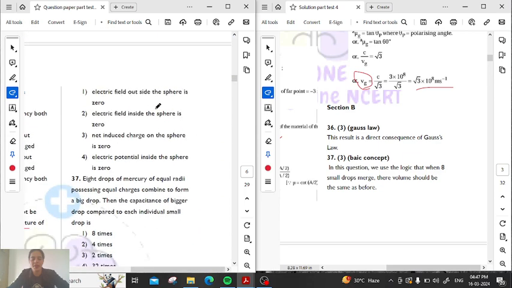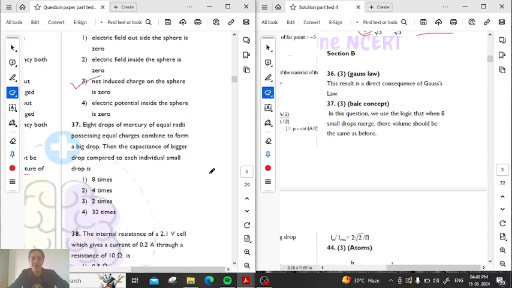Then what happens? In that case, the electric field outside the sphere is 0, the electric field inside the sphere is 0, and the net induced charge. In this case you can see the charge is at the center. That means the net induced charge on the sphere is 0 because it is also insulated. So this is the complete result, a direct consequence of Gauss law. Now move to question number 37.